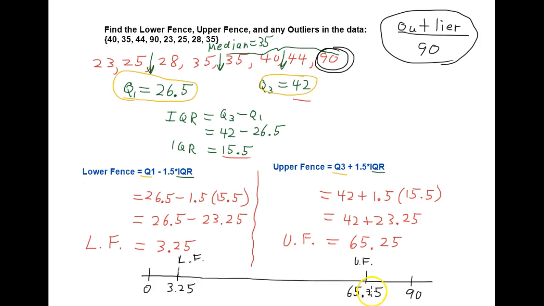You don't have to put these on a number line, but you can compare those to any numbers in the data set. If you have any less than the lower fence, that's an outlier. If you have anything greater than the upper fence, that's an outlier. And we did that time, so therefore 90 is an outlier.